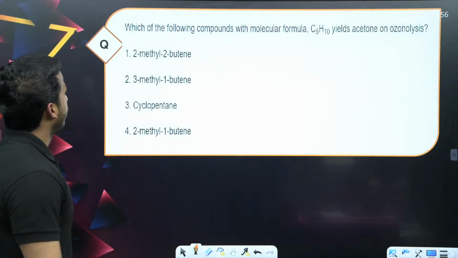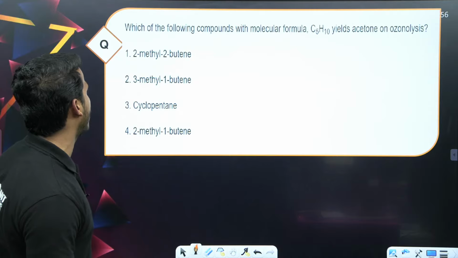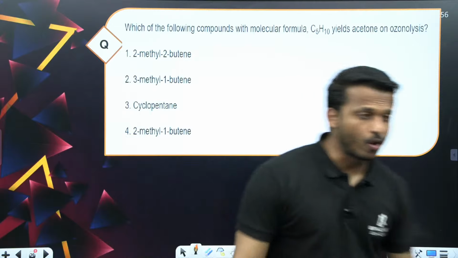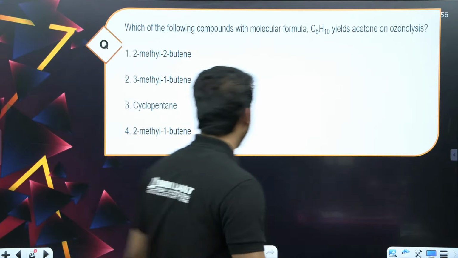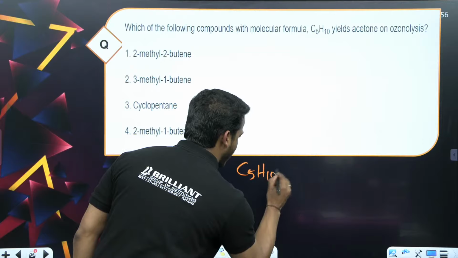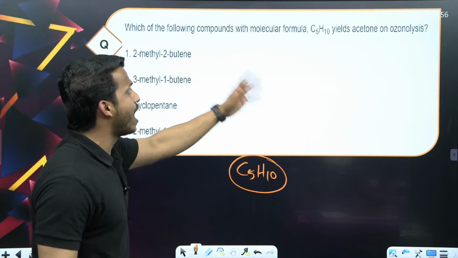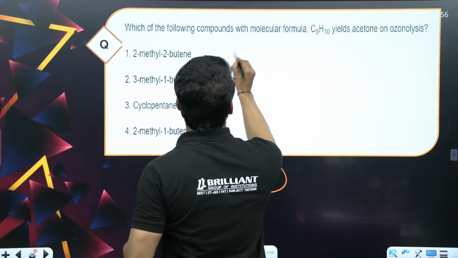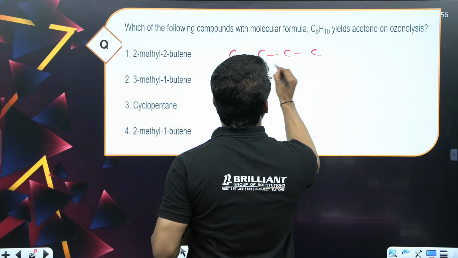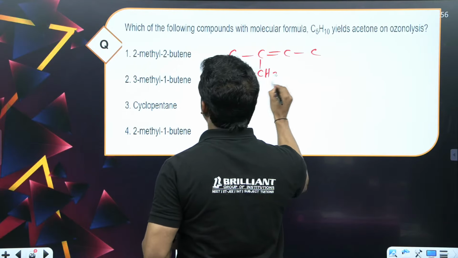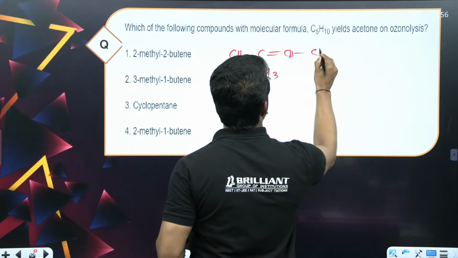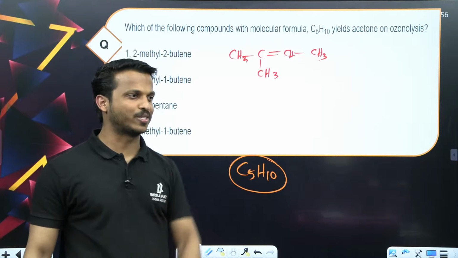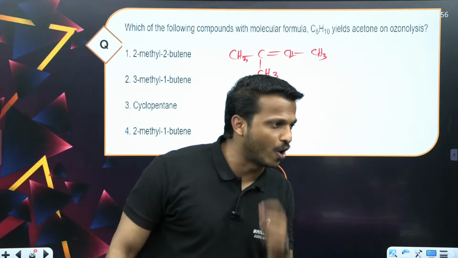Very good. Next one. Which of the following compounds with the molecular formula C5H10 yields acetone on ozonolysis? Let me write the structure very fast, dear all. 2-methyl-2-butene. Check it, all of you. Okay, this is the compound. Dear students, my question is whether it can give acetone or not. Can you say?